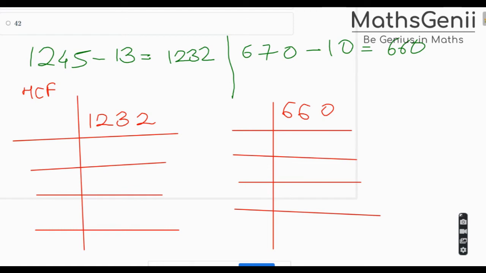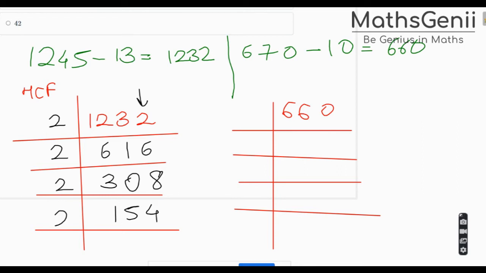Okay. So at the end you have 2. So I am starting with 2. 2 6s are 12. 2 ones are 2. Carry 1. 6. Again I am dividing it by 2. 3 2s are 6, 0. 16. 8 2s are. Then again I can divide it by 2. 1, 5, 4. Again I can divide by 2.